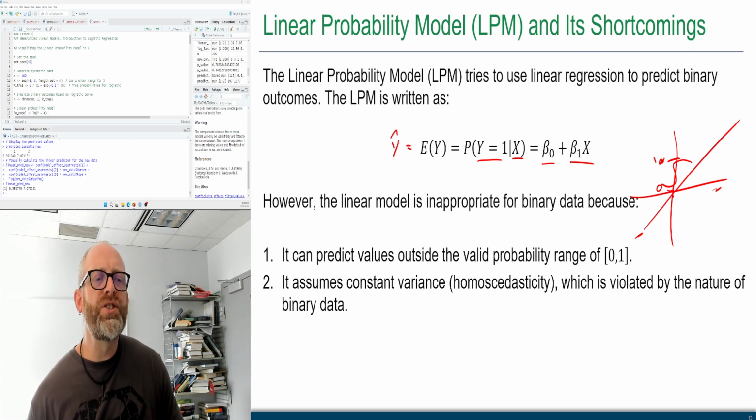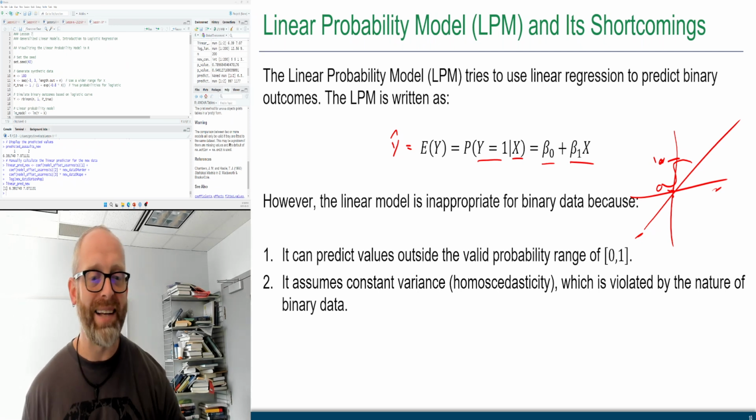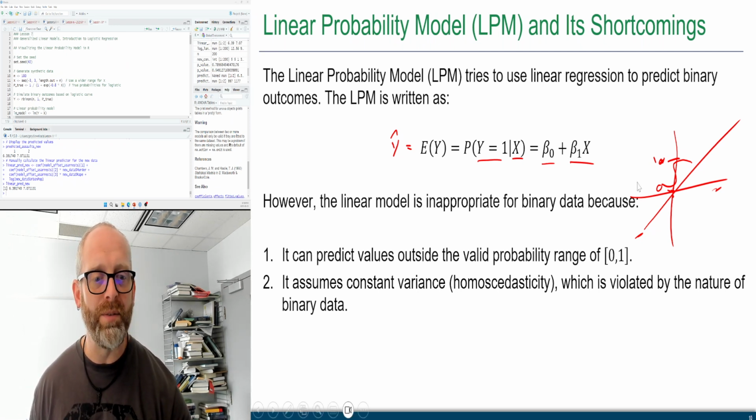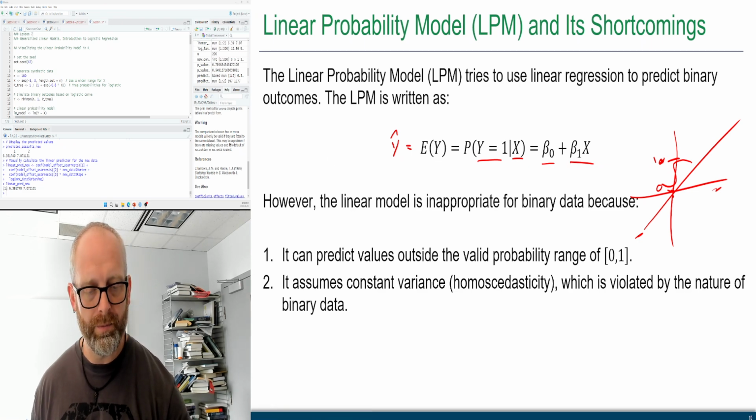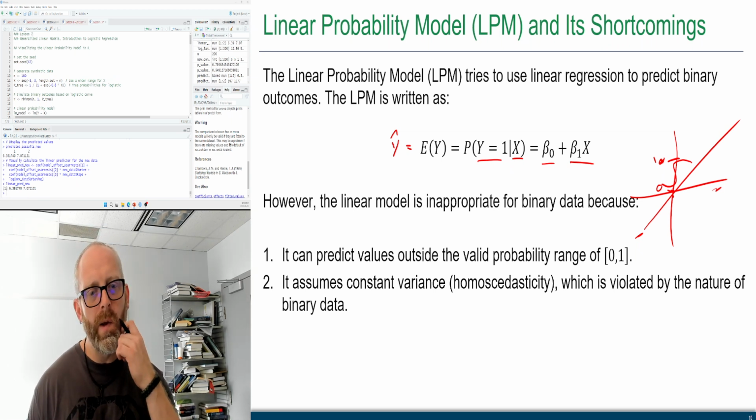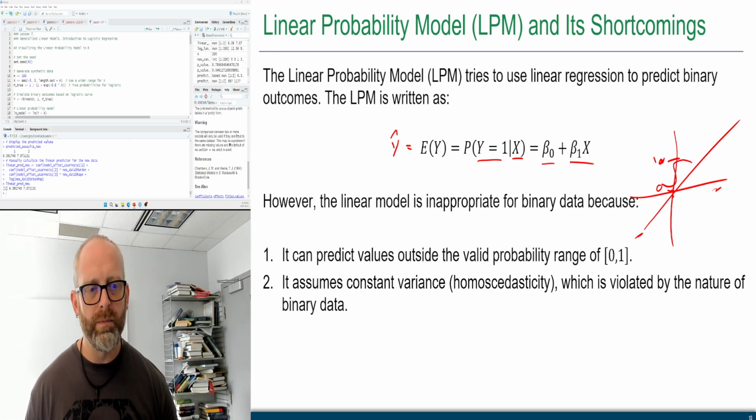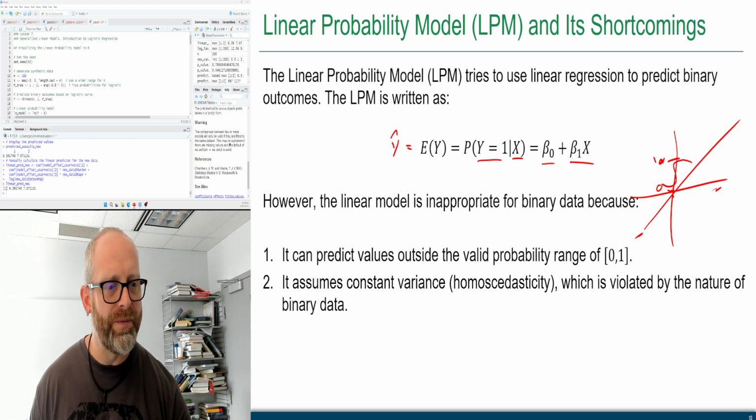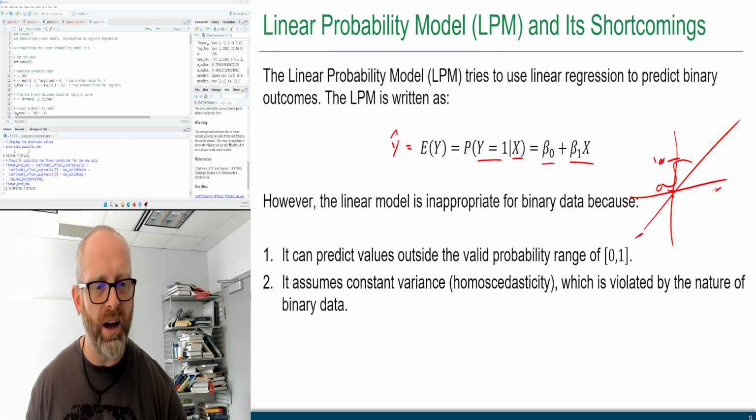All right, so it assumes constant variance, which is violated by the nature of the binary data that we do in fact have. So let's talk about that very briefly here. Well, actually, before we do that, let's do a little bit of visualization here. Let's jump over to R.